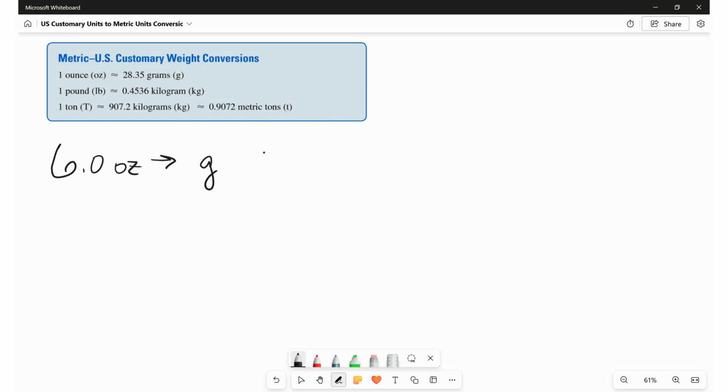Well, we start out with our ounces, that goes on top, and we multiply this by the ratio that corresponds to grams and ounces. So we have 28.35 grams over 1 ounce. Our ounces cancel, and this leaves us with approximately 170 grams.